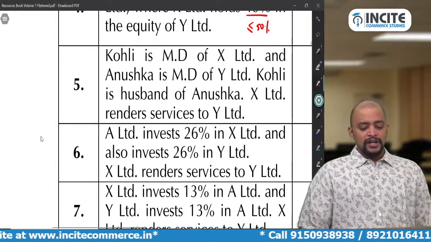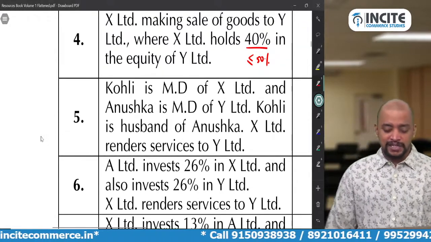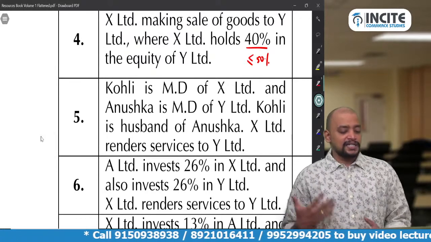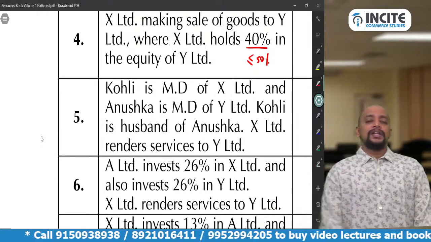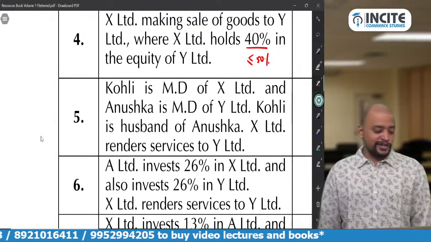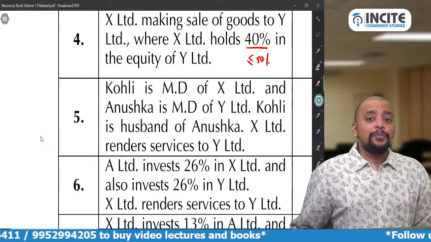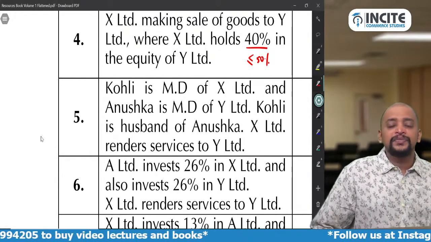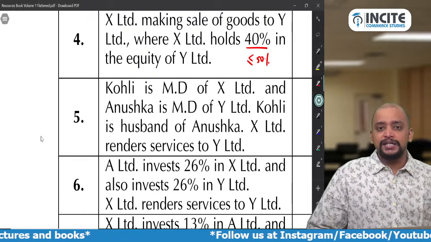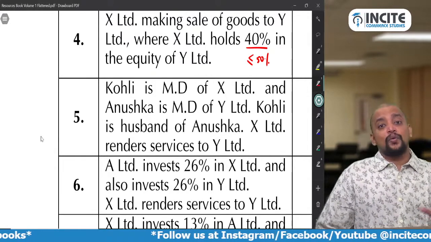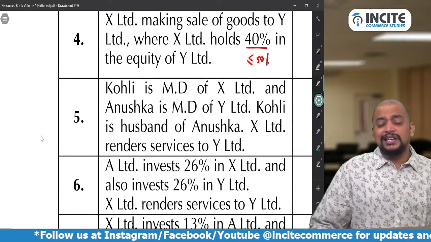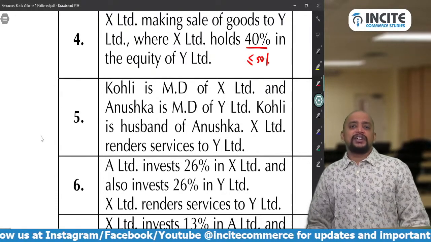Then next, Kohli is MD of X Limited and Anushka is MD of Y Limited. Kohli is husband of Anushka. X Limited renders services to Y Limited. Now in this case, whether X Limited and Y Limited are treated as related or not. See, controlling operations is a very vague term. So therefore, direct or indirect control is there. As 2 companies are owned by husband and wife, husband owns one company and wife owns another company, generally it is interpreted as related transaction between those 2 companies.